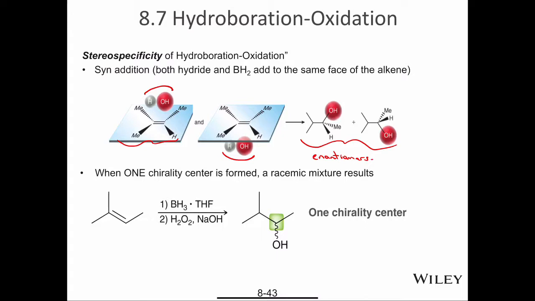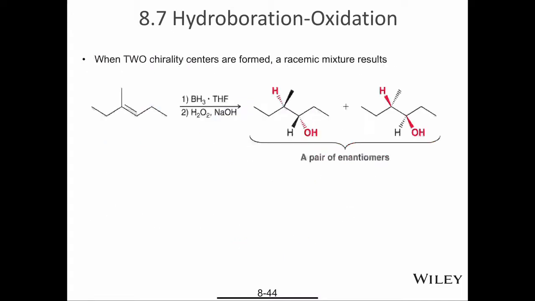If I have one chirality center that's formed, again, I'm doing the anti-Markovnikov addition using my hydroboration-oxidation conditions. When the hydroxyl is added, it can be added to either face of the molecule, and I end up with a racemic mixture. So we use this squiggle bond here to represent that there's an equal amount of both the dash and the wedge. This is just another example showing you that when two chirality centers are formed, you get a racemic mixture.